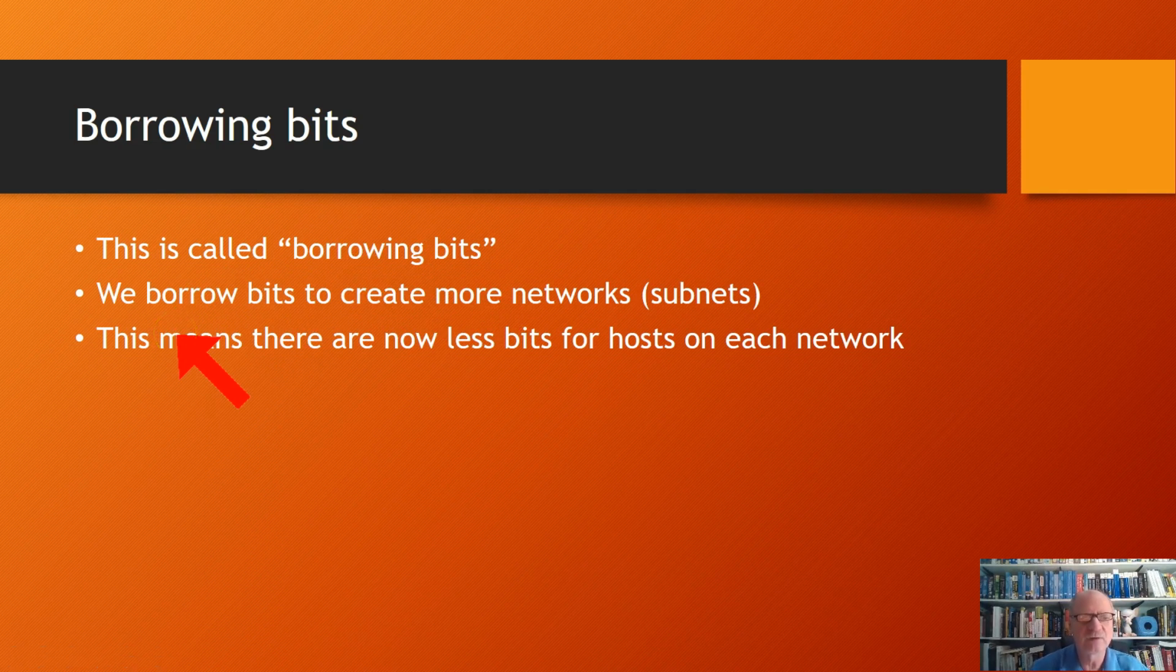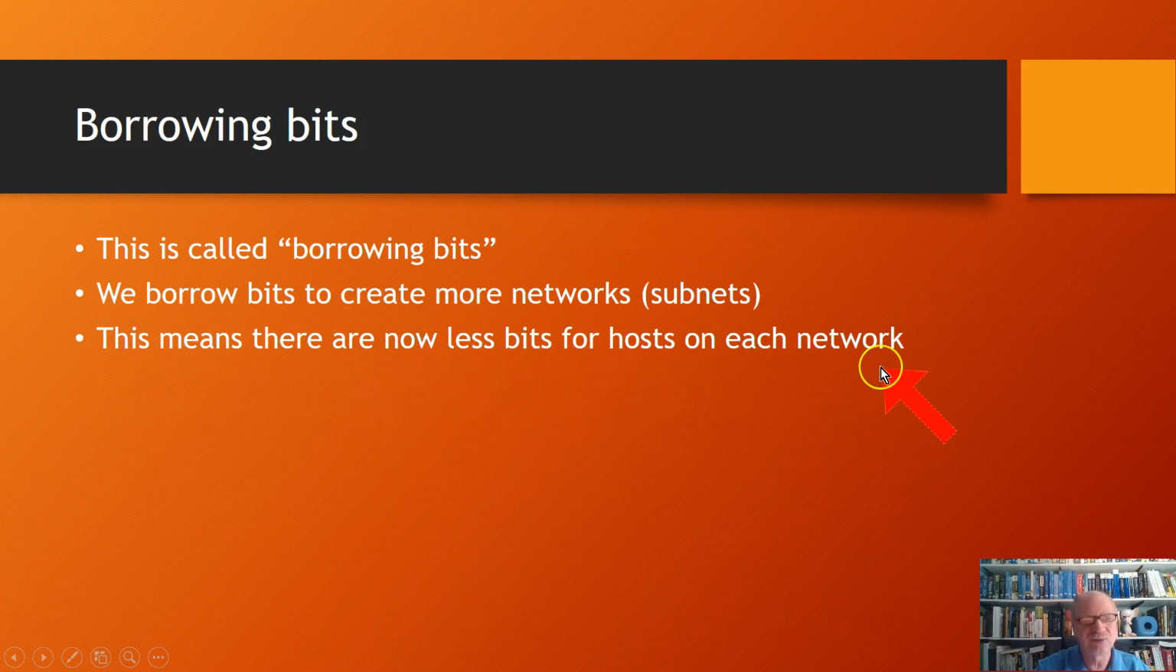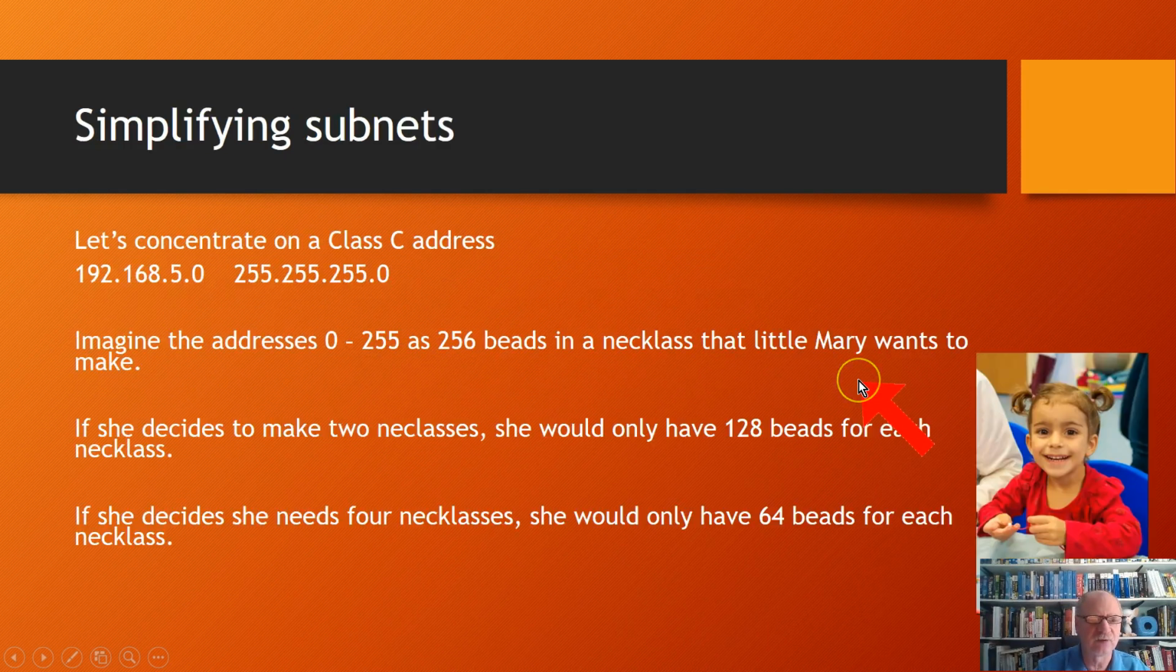But the problem is now there aren't as many host bits, right? If I look at this, well, if these are networks, then I can't get as many host bits or host addresses out of this particular spot here. It used to be all host addresses. So we do lose some host addresses when we do this.